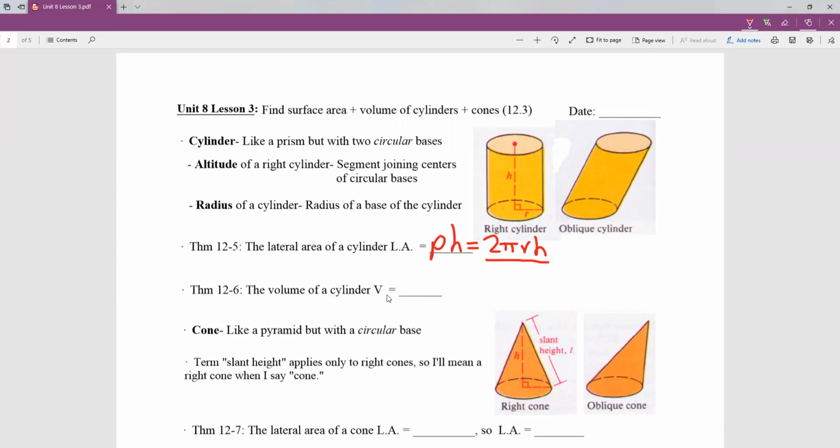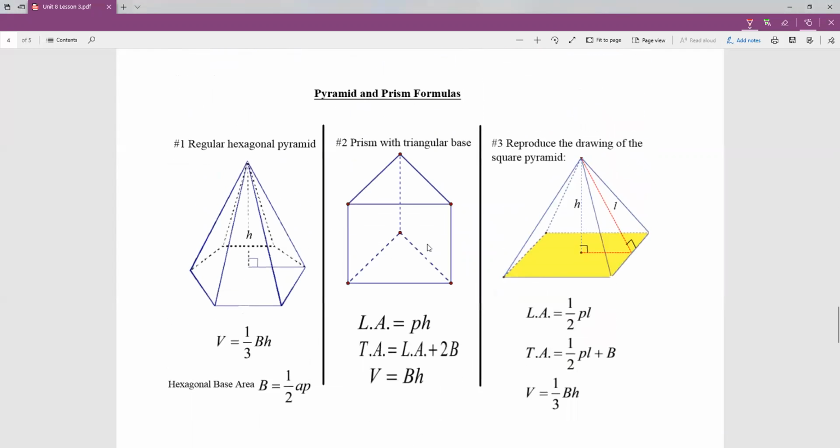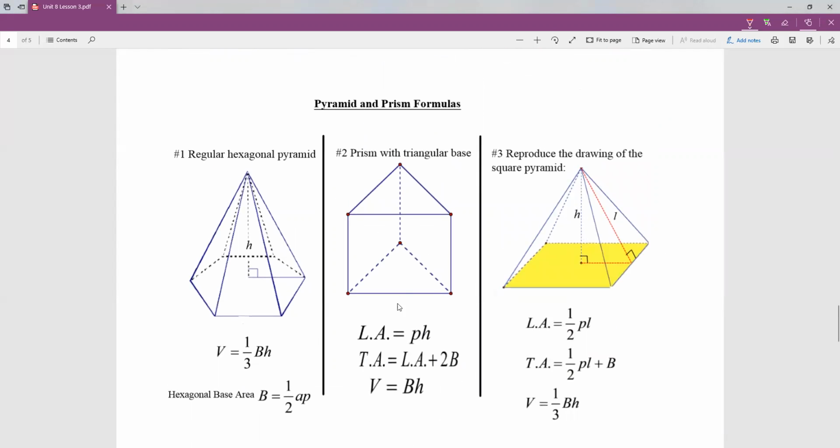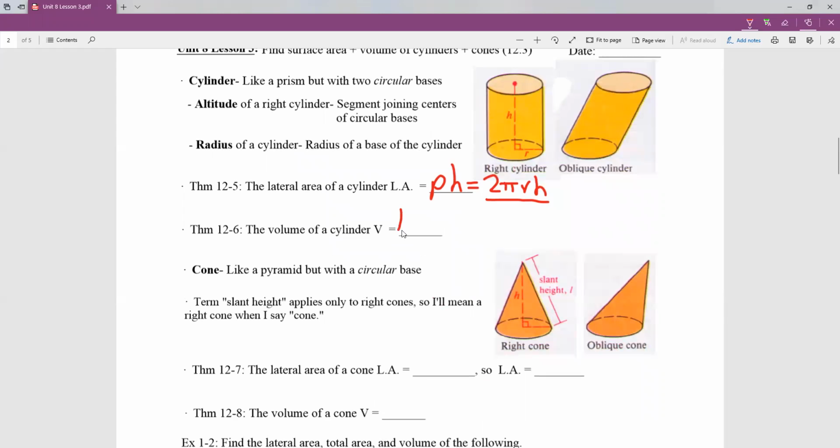And then the volume of a cylinder is going to be very similar to the volume of a prism, right? So volume of the prism is base times height. It's going to be the exact same thing here. It's going to be base times height. But we know the area of a base. What's the area of a circle again? That's right, it's pi r squared. So pi r squared h is the volume of a cylinder.